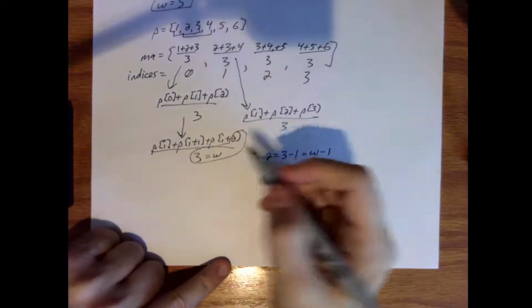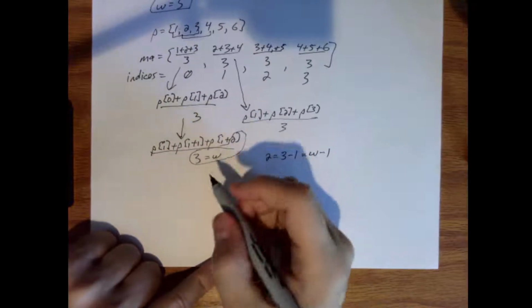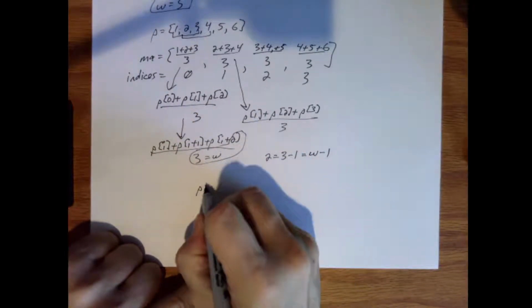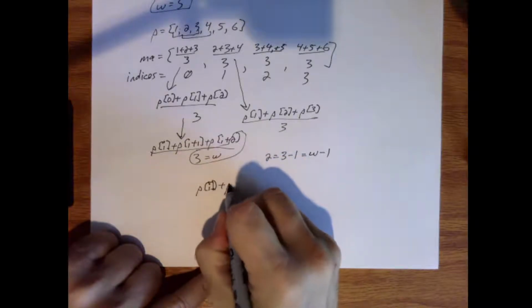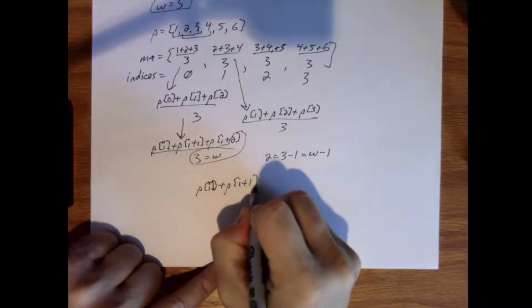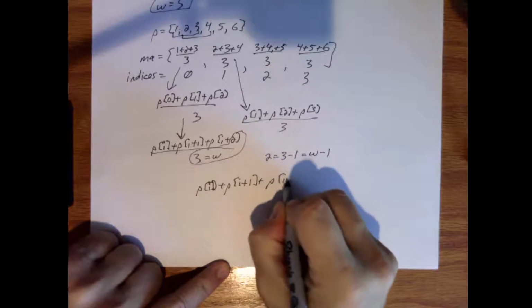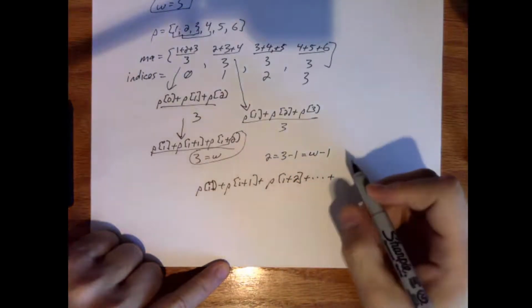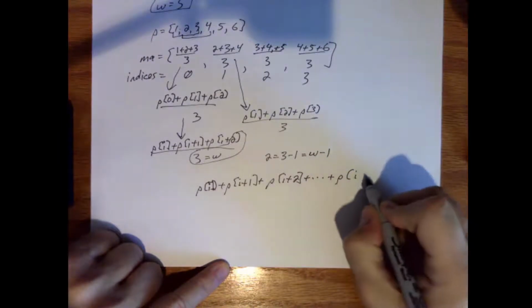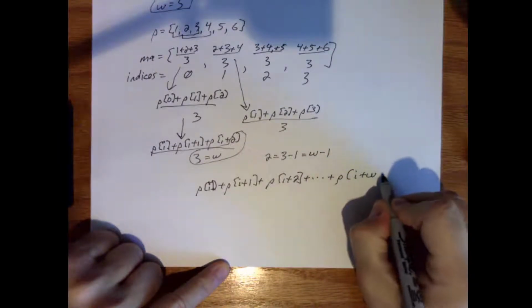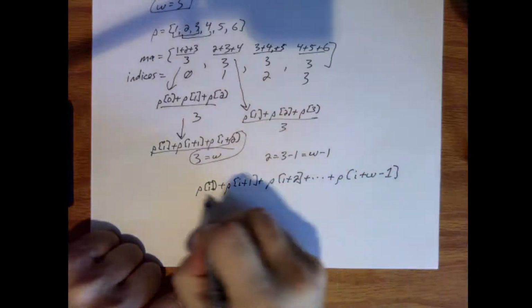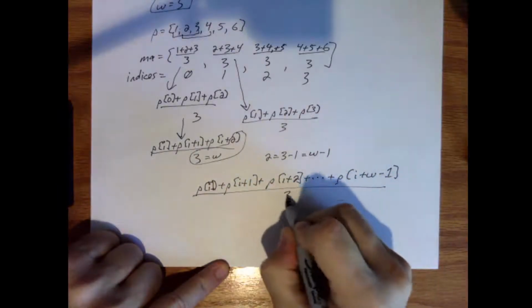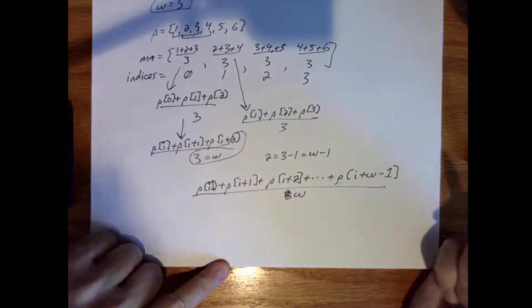So now I'm starting to generalize more. A particular average will be P of I, sorry, that should be a bracket, plus P of I plus 1, plus P of I plus 2, if we're going that big, plus dot dot dot, plus P of I plus W minus 1. All that divided by 3, or excuse me, W in this case.